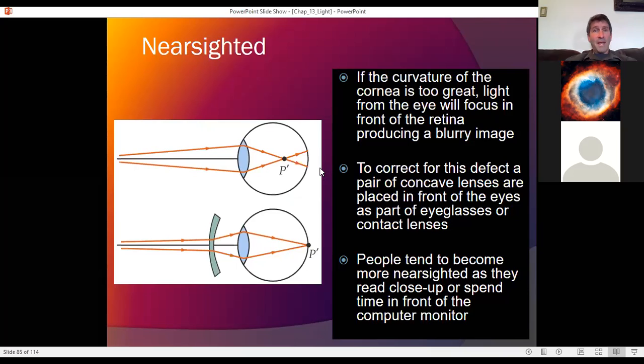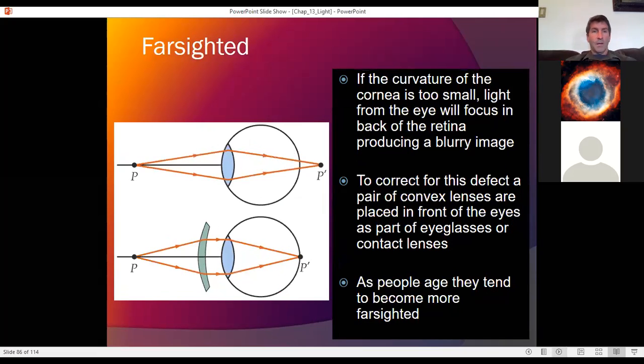Now, if you're nearsighted like me, I can't see off into the distance very well. Things are blurry. That's because the light that comes from distant objects, okay, focuses in front of my retina. To correct for that, I wear glasses. And these are concave lenses. They diverge the light a little bit so that the light can then be focused on my retina. If you're farsighted, that means that close-up images can't be focused. To correct for that, we use a convex lens.